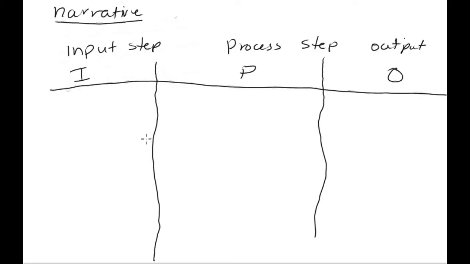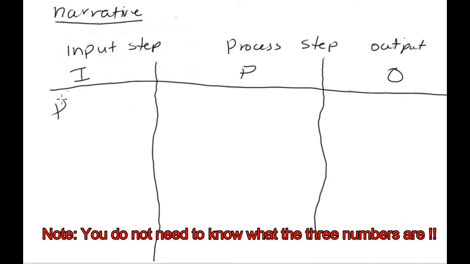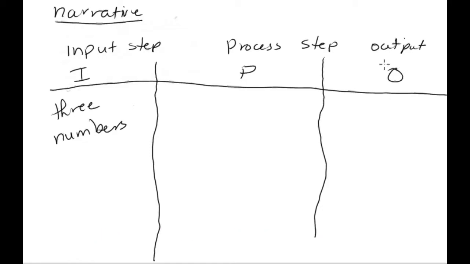Now the input is where the instructions from the user are gathered. So if we want to find the sum of three numbers, what do we need? Well, that's simple. If you want to find the sum of three numbers, then obviously we will need three numbers. And what would be our output? Or the result rather? Well, our result should be the sum of these three numbers.